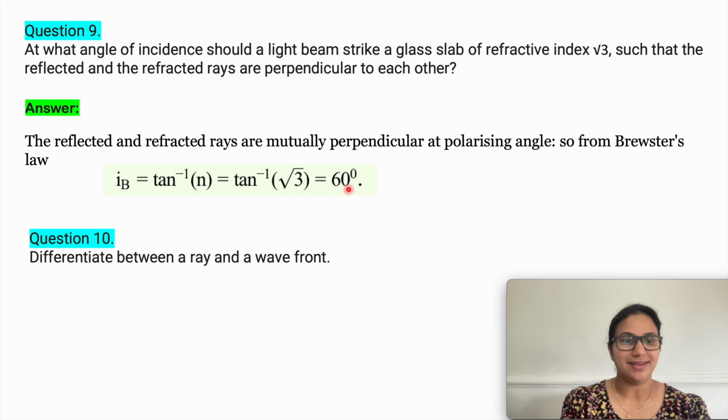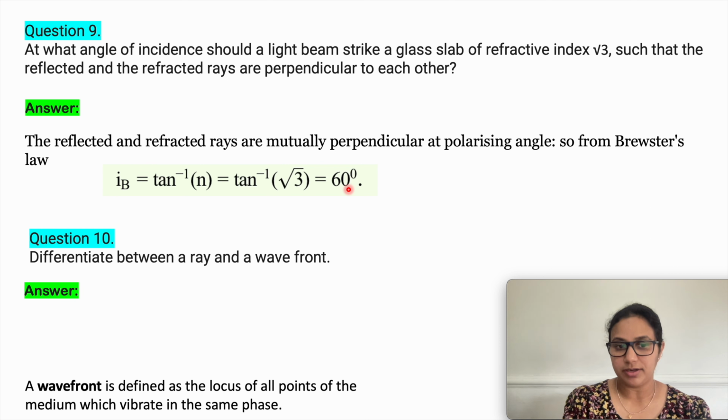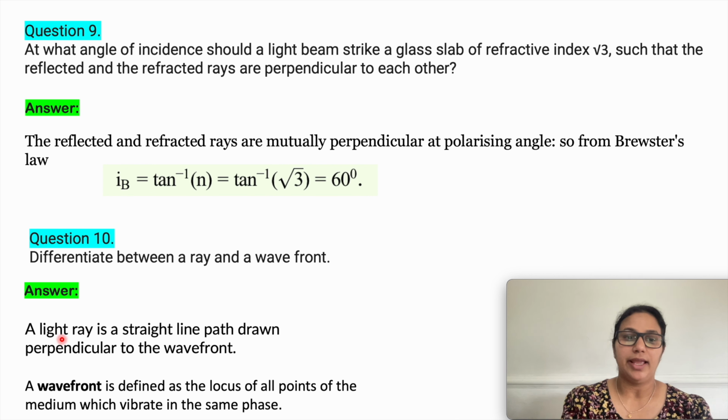Question number 10. Differentiate between a ray and a wavefront. So a wavefront is defined as the locus of all points of the medium which vibrate in the same phase, but a light ray is a straight line path drawn perpendicular to the wavefront.